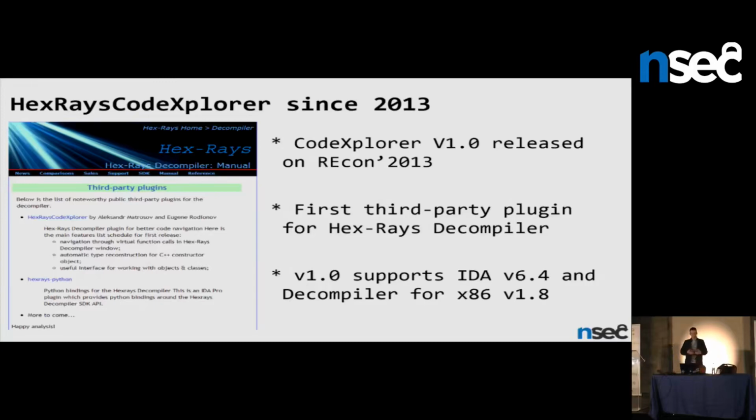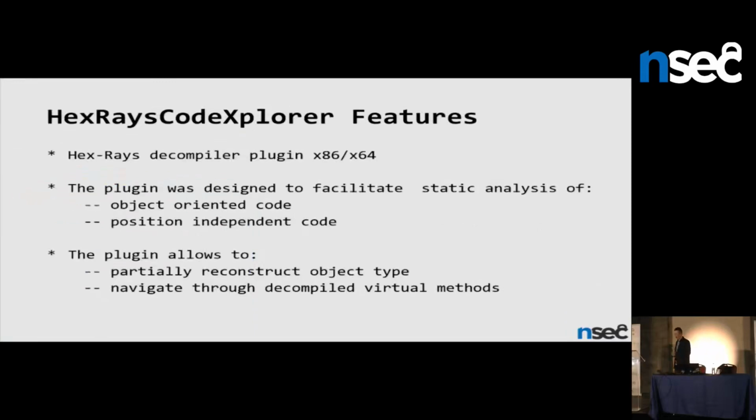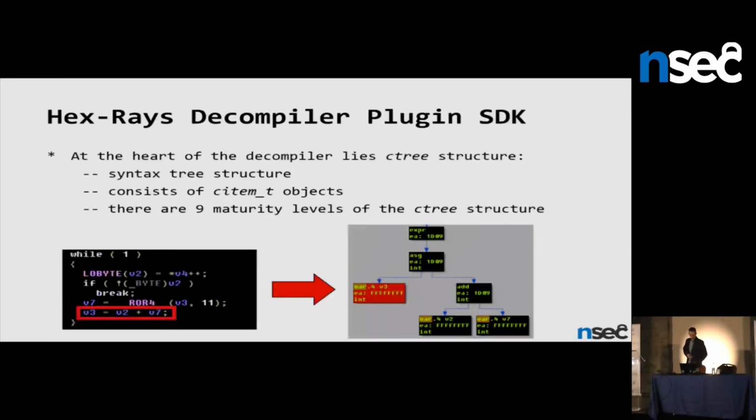But later we decided that some functionality which was suitable for working with position-independent code may also be applied to object-oriented reversing. Before we speak about functionality, we need to introduce some basic things about the Hex-Rays SDK and how it works. Because this is a plugin for the Hex-Rays SDK, to represent a decompiled function, Hex-Rays uses a special tree structure which is called ctree. Basically, this is a syntax tree structure which consists of nodes which are called citem_t.